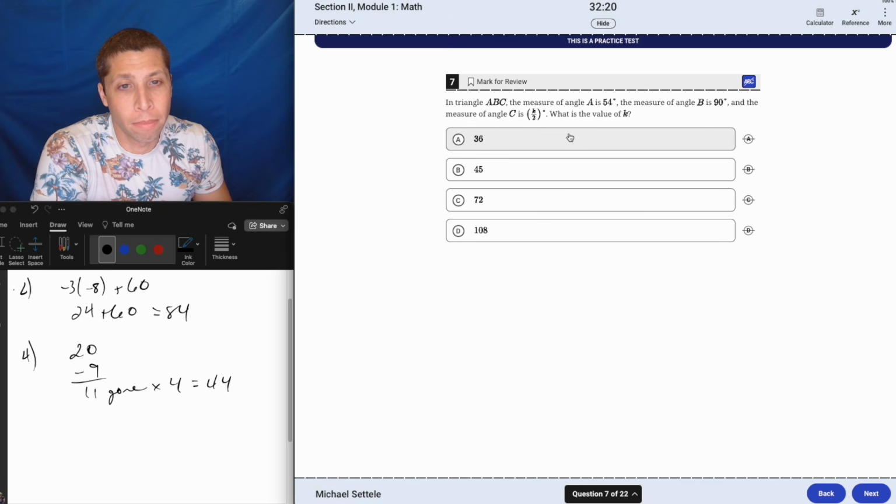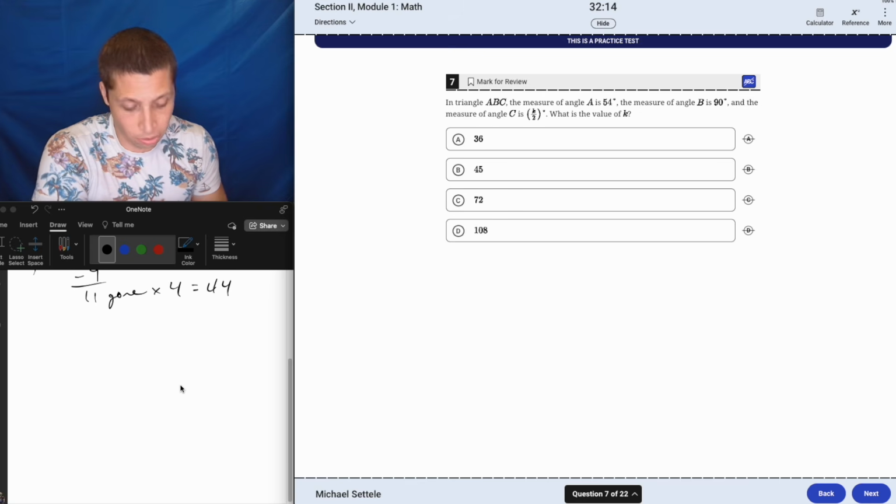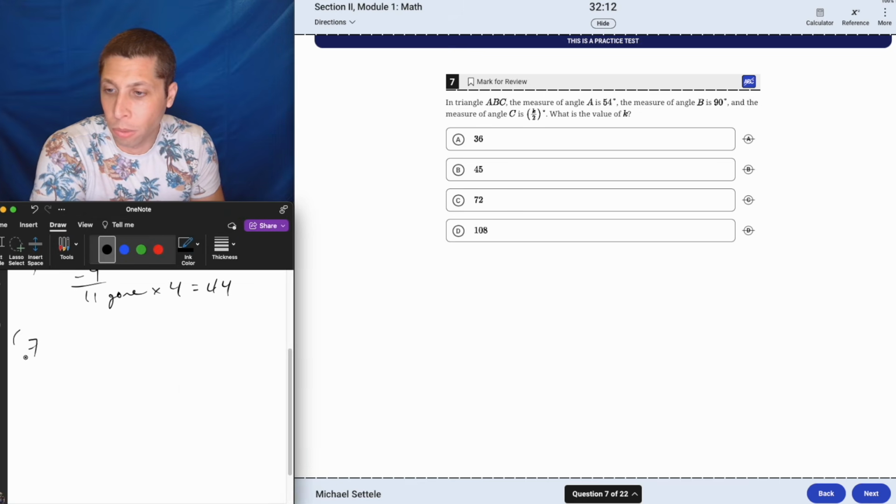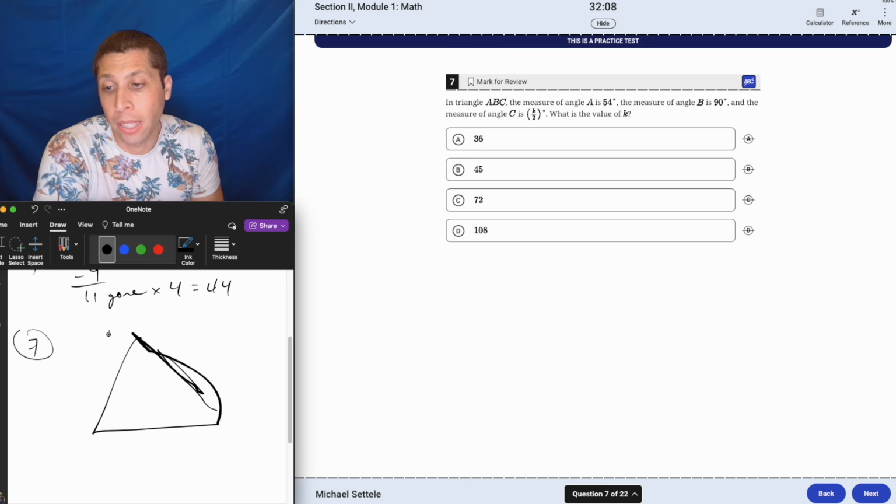Okay. I can't read this. What's the value of k? It's k over 2. Okay, so let's just draw a little triangle here. So that's an ugly triangle, but fine. A, B, C. A is 54. B is 90, so fine. And C is whatever's left over, and that's equal to k over 2.